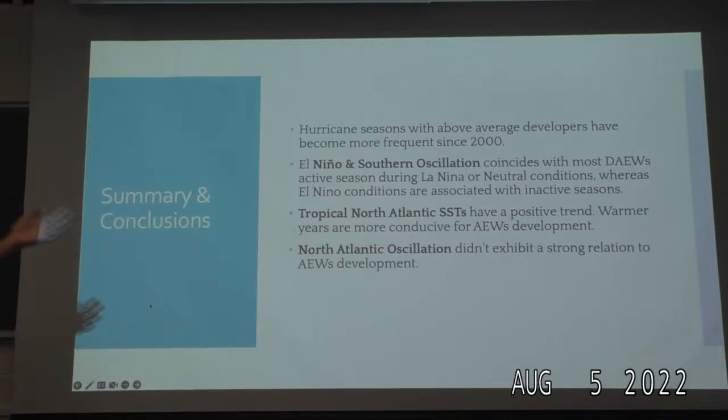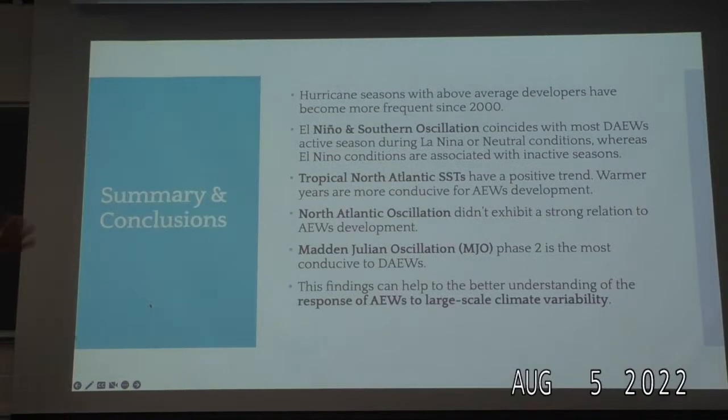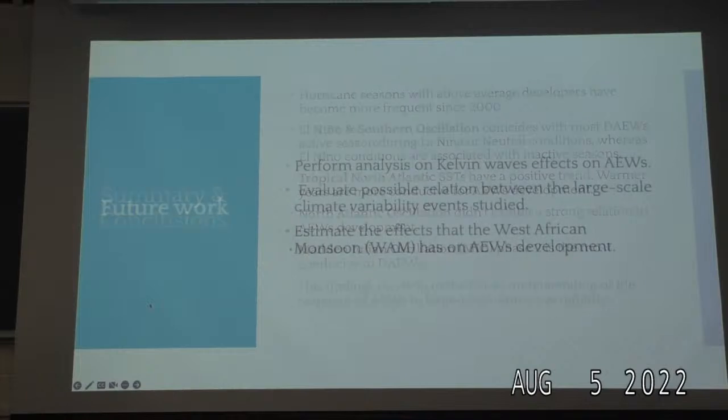And for the North Atlantic Oscillation, it didn't seem to have a strong relation, just to point out or to have in account when analyzing this African easterly wave development. For the Madden-Julian Oscillation, phase 2 was the most conducive compared to the other active phases that go from 1 to 8 to have a developer. So these findings can help a better understanding of the response of African easterly waves to large-scale climate variability.